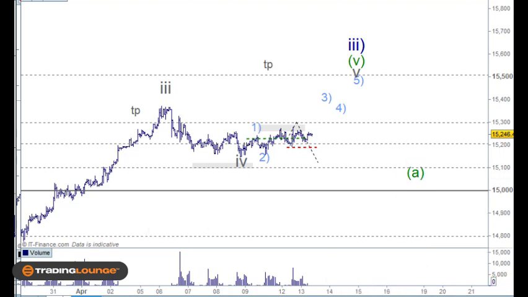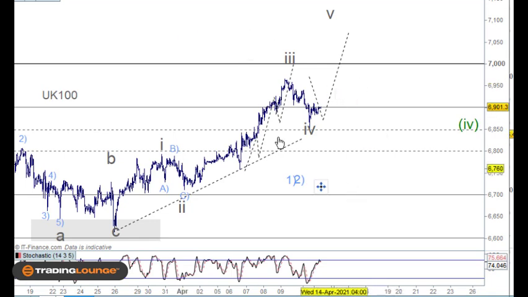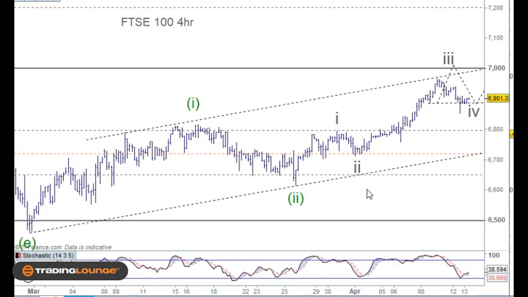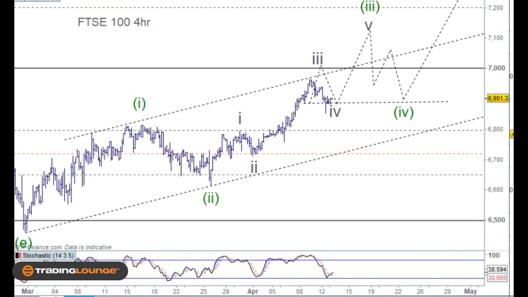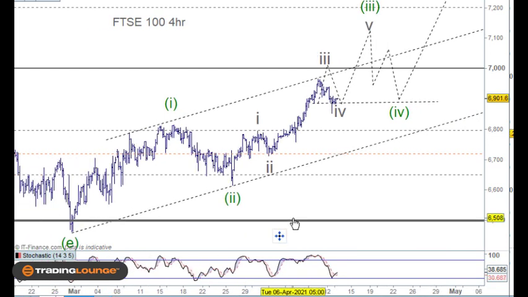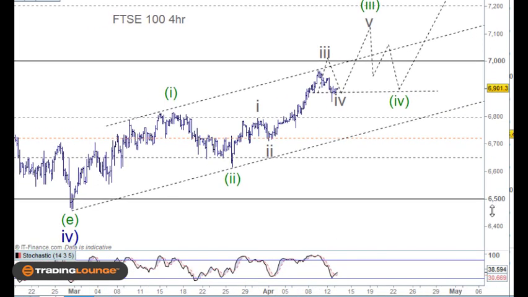I'll just check on the FTSE as well. FTSE's a slightly different count. Let's go back to the 4-hour chart. We've been working the 4-hour chart and the hourly chart. In this instance it's a slightly different count once again, but from wave 4 here, I was assuming that this is 1 and 2 and 3 and 4 and 5 for 1 here, back for 2 here, and then 1 and 2 and 3.